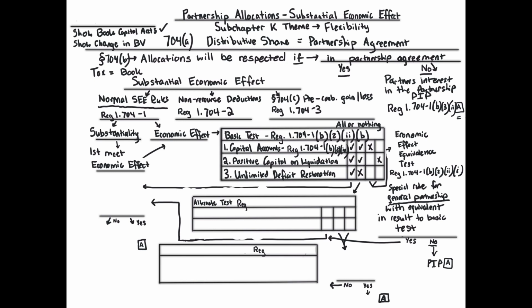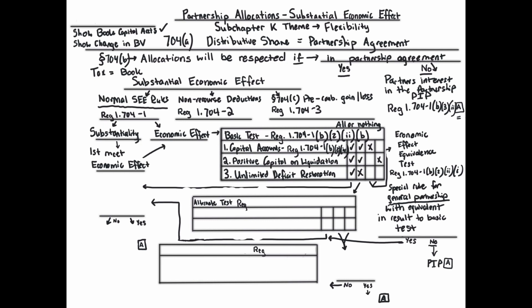I'll talk about substantiality later. That's where this arrow is right here. You'll see this arrow going from yes, continuing over to substantiality. But before we do that, let's go back to the basic test. If we meet number 1 and 2 but fail number 3, then we need to consider the alternate test, which is also considering economic effect. So the basic test we consider first. If we don't meet the basic test, then we go to either the economic effect equivalence test or the alternate test.